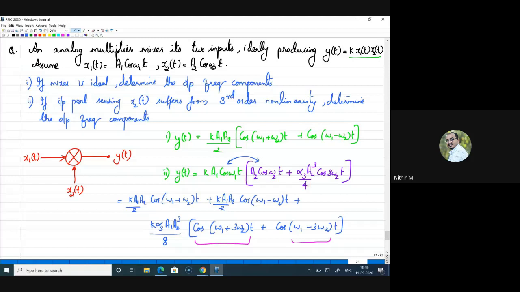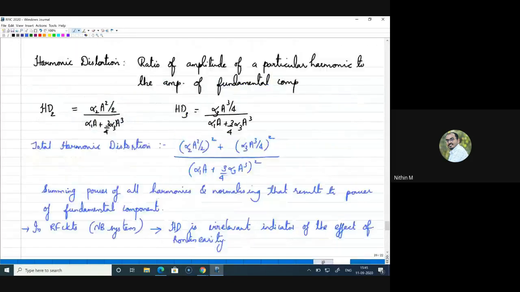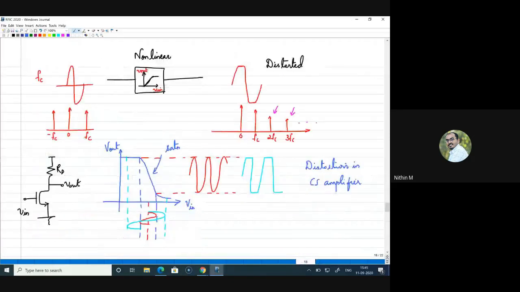Right, I have taken only the amplitude of the harmonic component. I hope you understand this. If you have doubts, I can take questions. So today what we discussed is, we discussed only about harmonics.